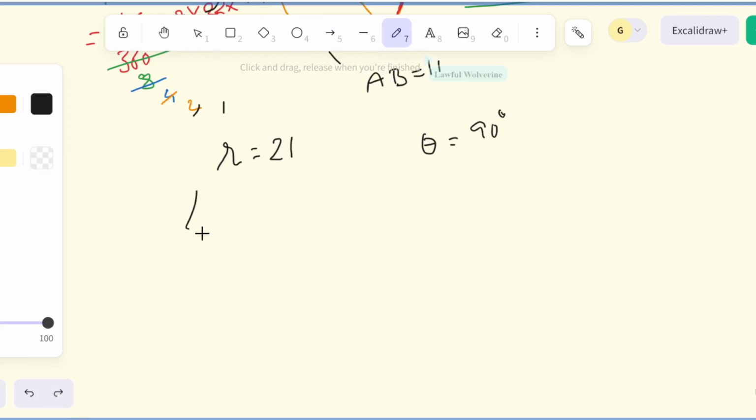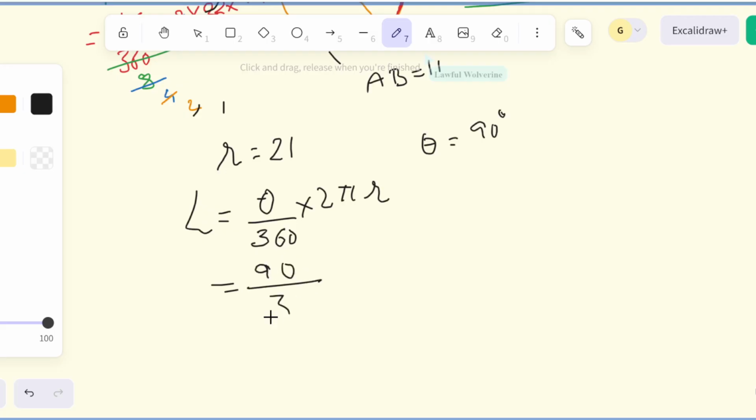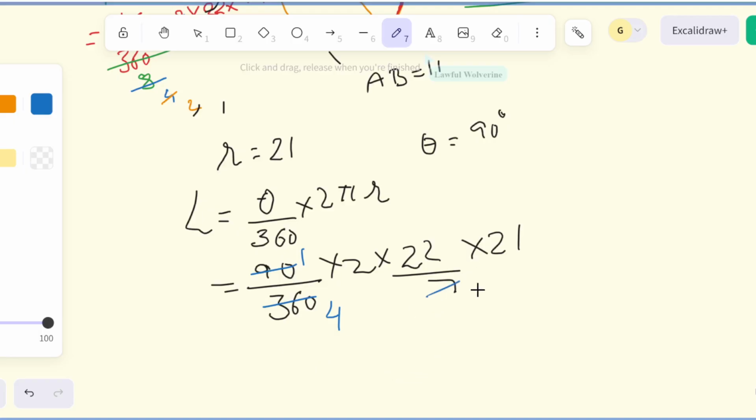So L is always equal to theta upon 360 into 2 pi r. They have given us the radius, they have given us the angle. Then we have to just substitute. So 90 upon 360 into 2 times 22 upon 7 into 21, right? Now you can cancel. So 1 times 90, 4 times 90 is 360. And the rest of things also you can cancel. 1 times 7, 3 times 7.